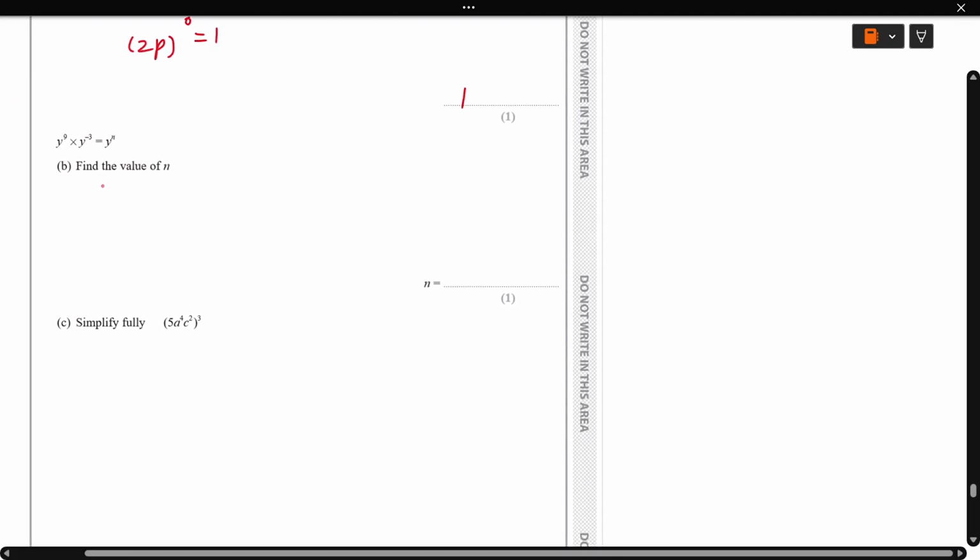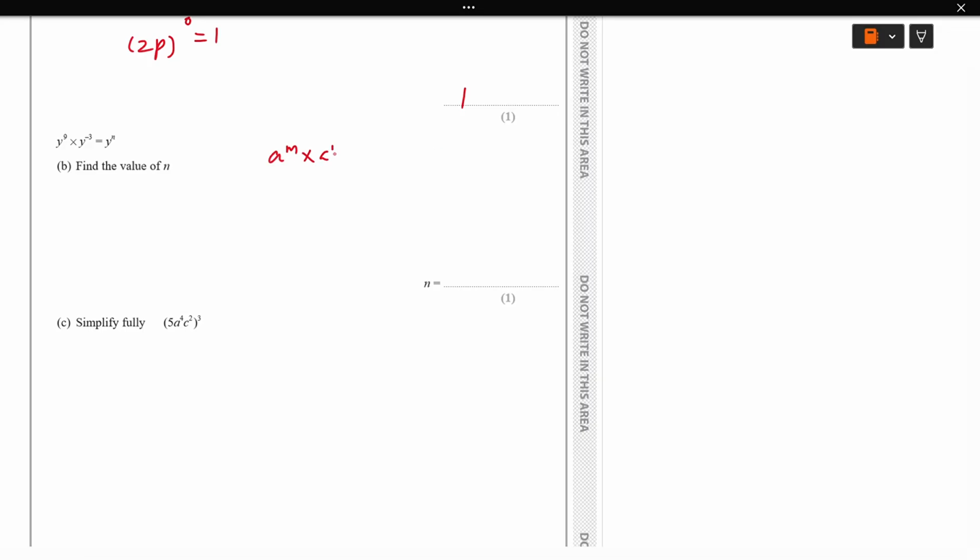Next one, find the value of n. All the bases are y. There is an identity, a power m times a power n equals a power m plus n. So the base is the same, then the powers we can add. So the left side, y power 9 times y power minus 3 equals y power n.